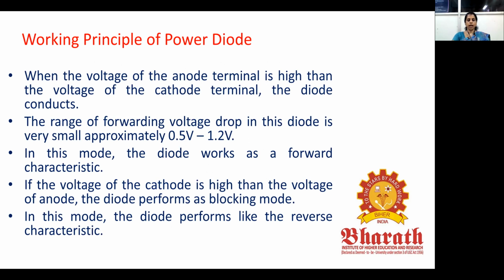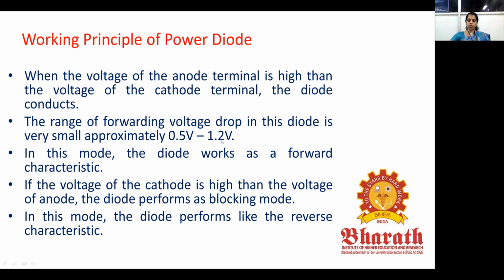Coming to the working principle, how a diode works. As I said, it can be biased in two conditions. One is forward bias condition, another one is reverse bias condition. And your power diode will conduct only under forward bias condition. That is, when the anode is positive and the cathode is negative, then only the current flows through it. Otherwise, it will be acting like an open switch. And the range of forward voltage drop in this diode is approximately 0.5 to 1.2.